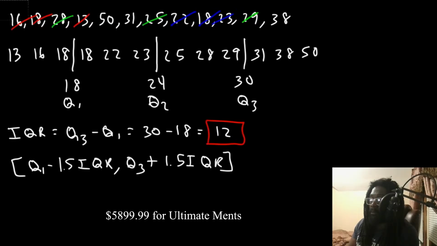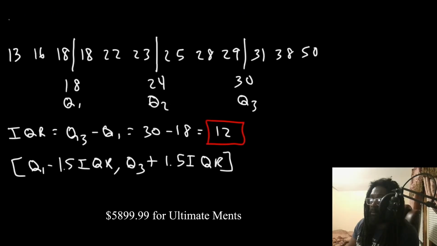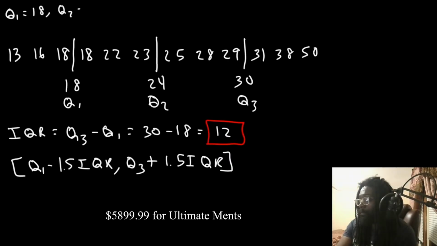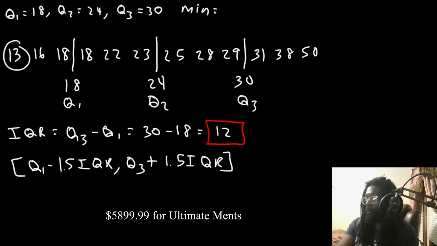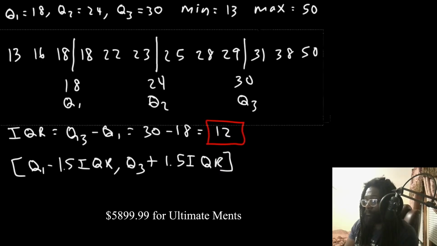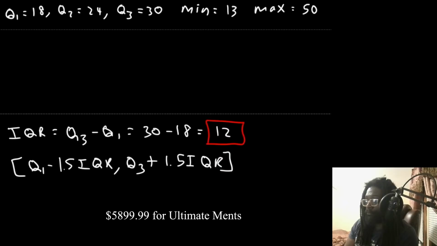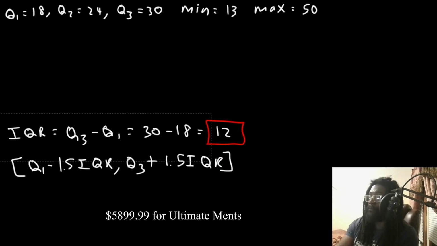Now I'm going to have to get rid of a few things. So let's write down the information that is important. Q1 is 18, Q2 is 24, Q3 is 30. Our minimum, the lowest value, is 13, and the maximum, our highest value, is 50. So let's keep that in mind. So now I can get rid of this. You may want to write that down just in case we need to go back to it. And I can also get rid of this too.